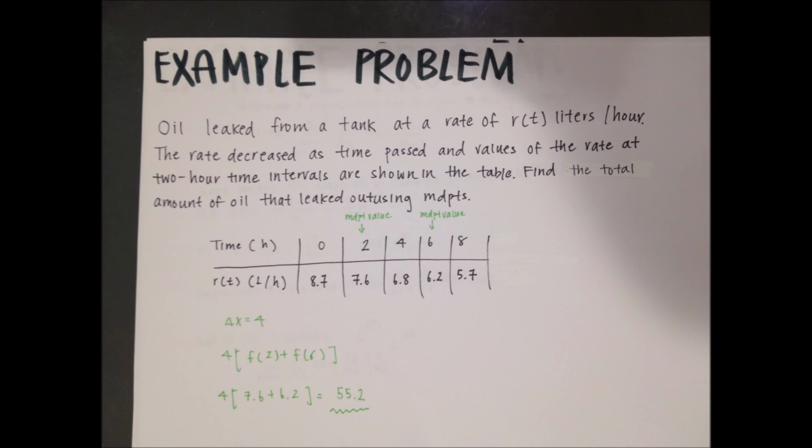7.6 plus 6.2 all multiplied by 4 is 55.2. And this is the total amount of oil that leaked out.